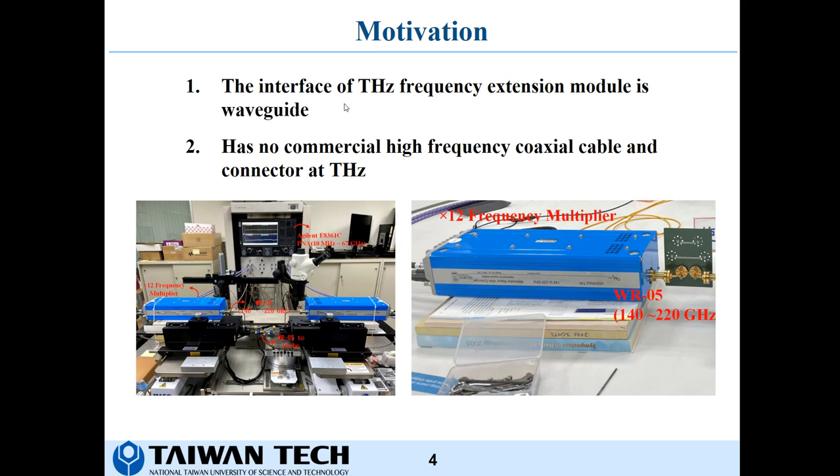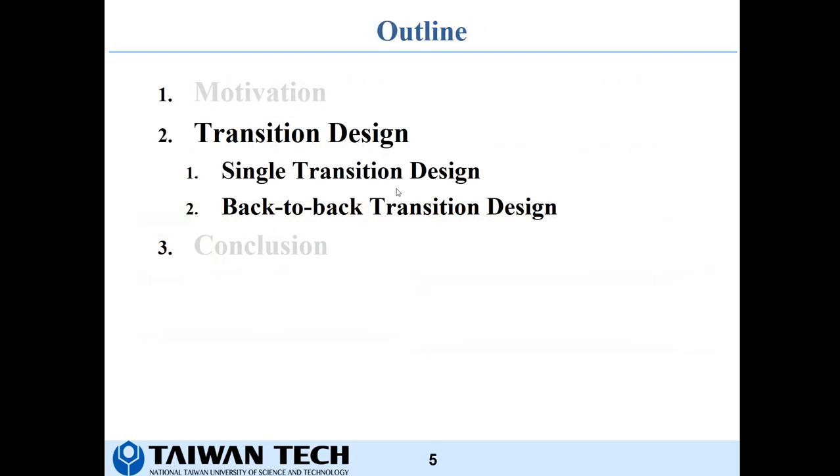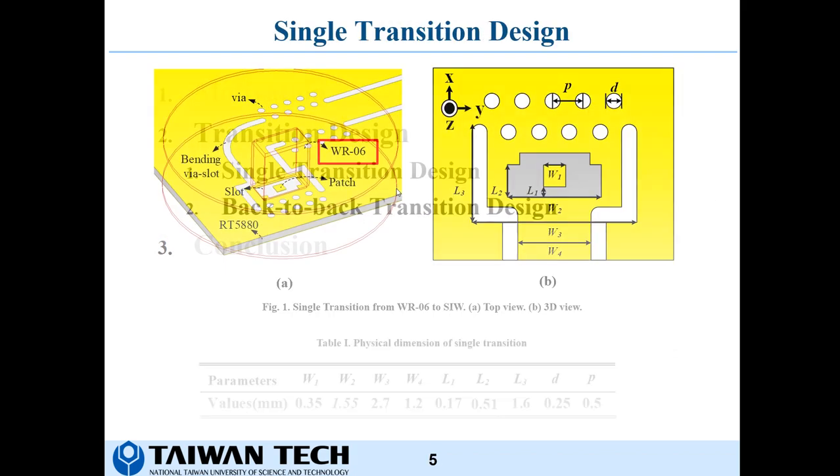So the first reason we designed the transition is that the interface of the terahertz frequency extension module, its multiplier, is a waveguide. And the second reason is that there are no commercial high frequency coaxial cables and connectors that we could use at terahertz due to the mechanical difficulty. So for these two reasons, a proper transition between a waveguide and a PCB or chip at terahertz would be an issue worth investigating. So let's talk about the transition design.